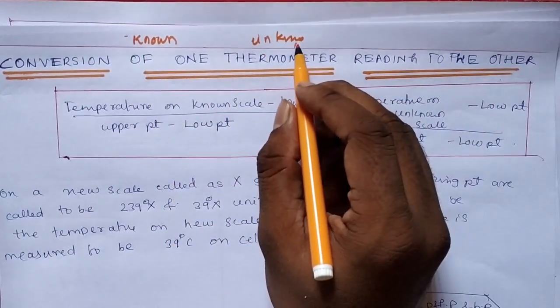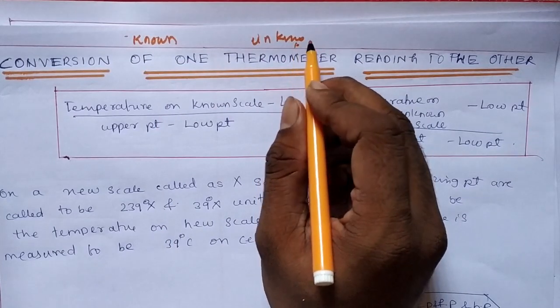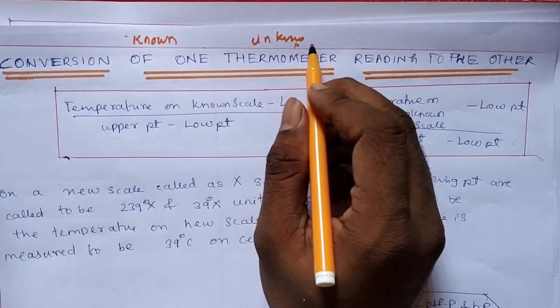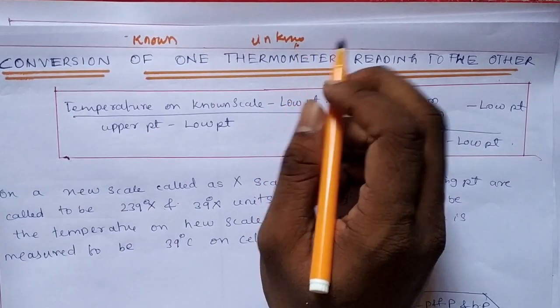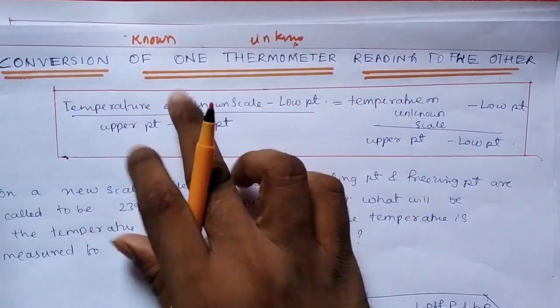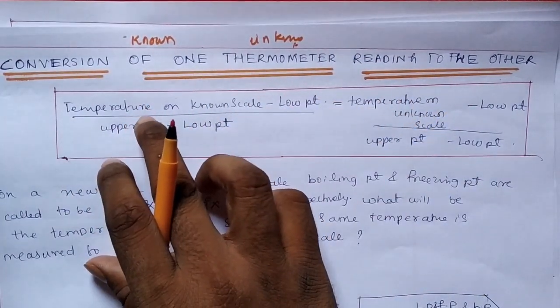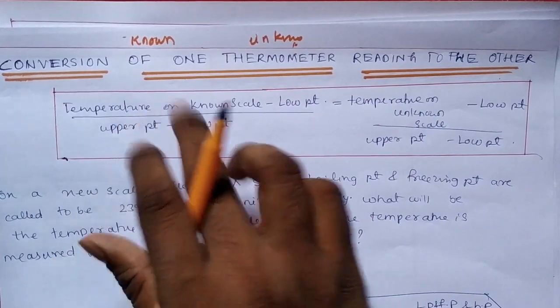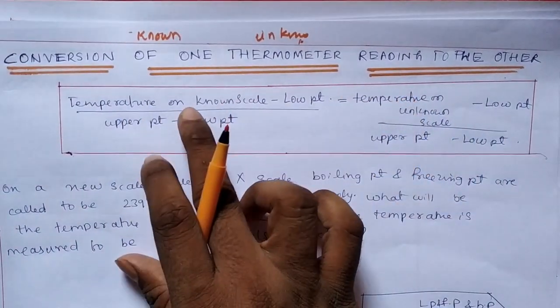They may ask what is the temperature in an unknown scale by giving its lower point and upper point, that is, freezing point and boiling point. Okay, we will see the formula. To convert one thermometer into another thermometer, we will have this condition. When you solve a problem, you will get a better idea.